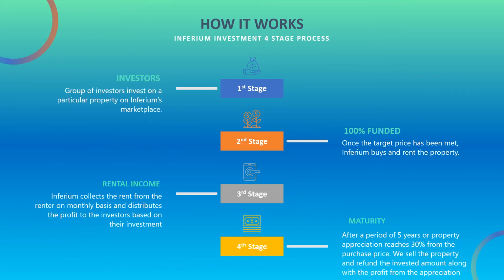So how it works: there are 4 stages in how the platform works. I have already discussed this just a few seconds ago. Investors invest, and once the property is 100% funded, we buy it and rent it out. Once the rental income comes in on a monthly basis, we distribute that rental income to our investors based on their investment. And lastly, we wait 2 to 5 years, or until the property appreciation reaches 30%, whichever comes first. Based on that, we sell the property and then distribute the profit and the amount of investment initially made to our investors.